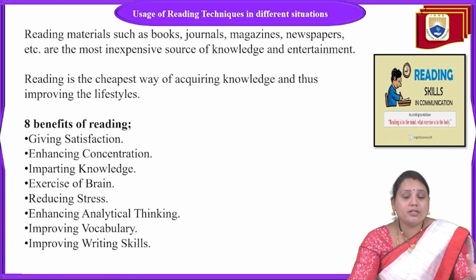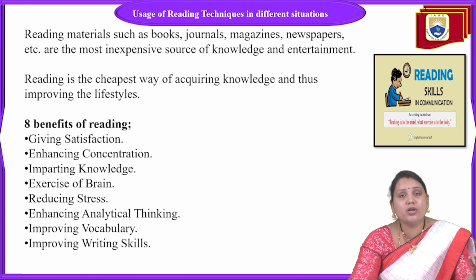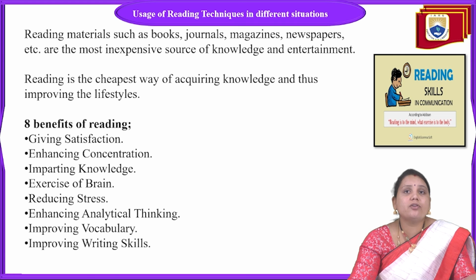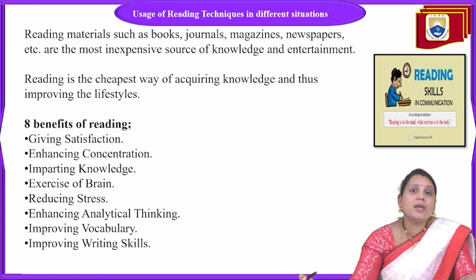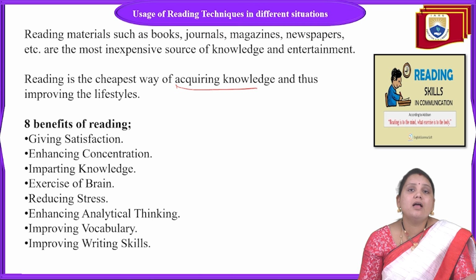Now, reading materials such as books, journals, magazines, etc. are the most inexpensive source of knowledge. There are much more expensive sources, but reading will fetch you the inexpensive. They are very less expensive. So you can buy books and read them. Now, reading is the cheapest way of acquiring knowledge and thus improving the lifestyles.